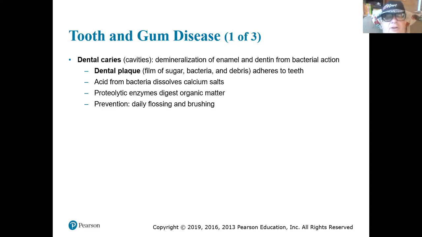So daily flossing and brushing, yeah, do it. Clean your teeth so you don't have mental problems. It's not a guarantee that you would, but why increase your risk? All right.